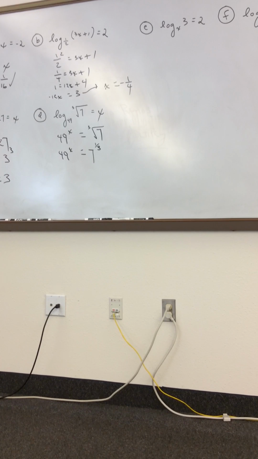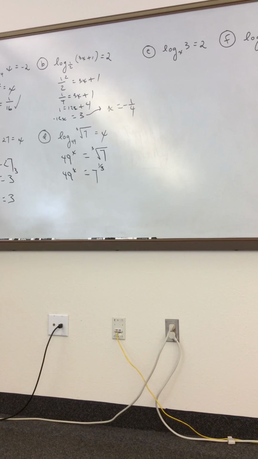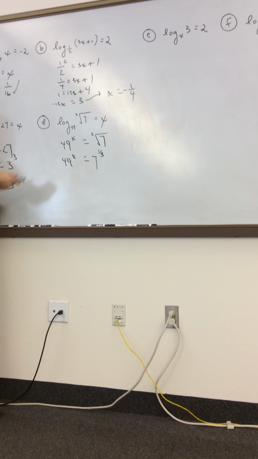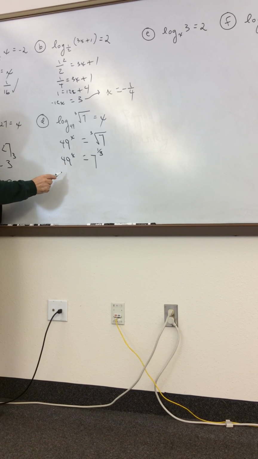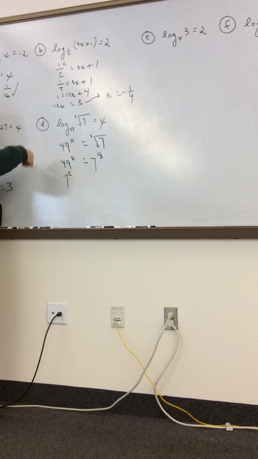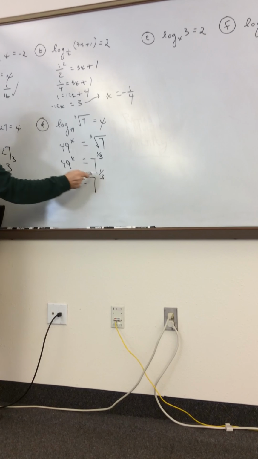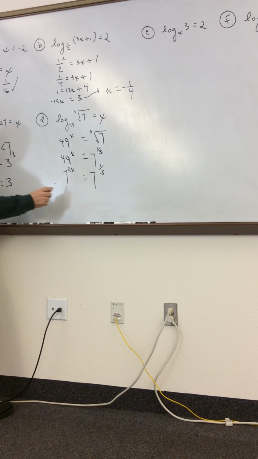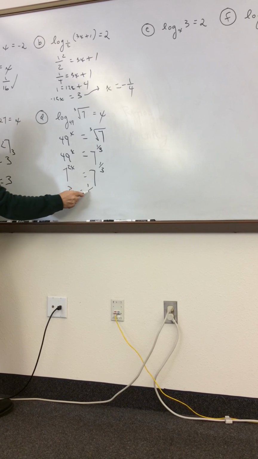Okay, you've got to get a common base. What are you, a seal back there, balancing it on your nose? What's the common base here? Tim? 7. So what are you going to do with the 49? 7 to the 2x. 7 squared to the x makes 7 to the 2x equals 7 to the 1/3. So how do you finish that one? Tim? Equate the exponents first. 2x equals 1/3.